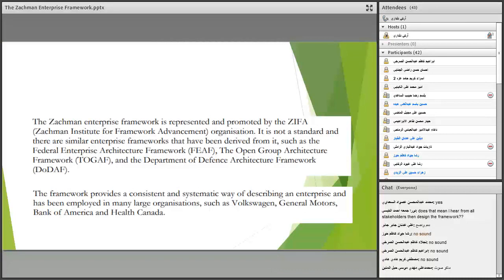So, the Zachman Enterprise framework is represented by ZIFA. ZIFA is an institute that was created by John Zachman. And so the Zachman Enterprise framework is represented by this organization.